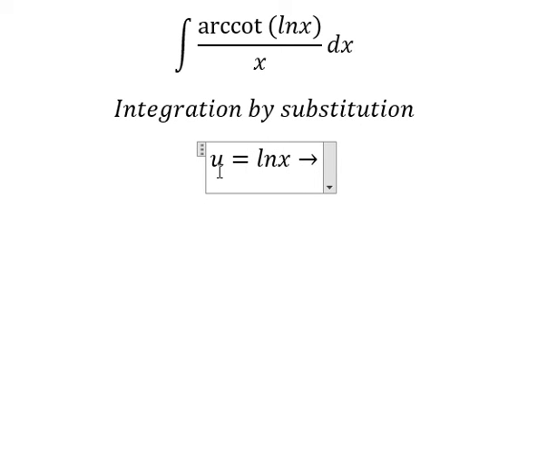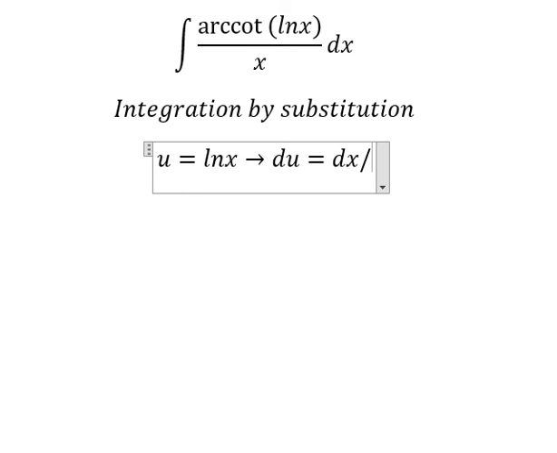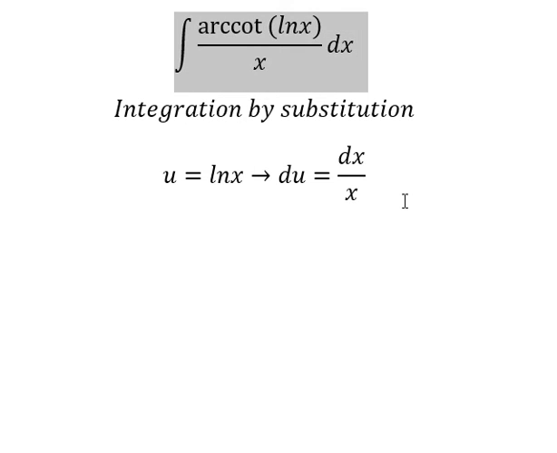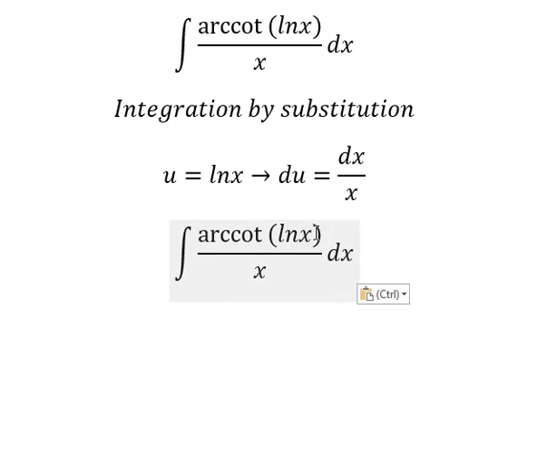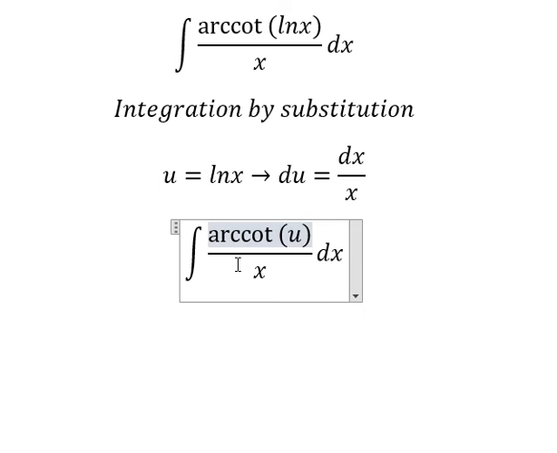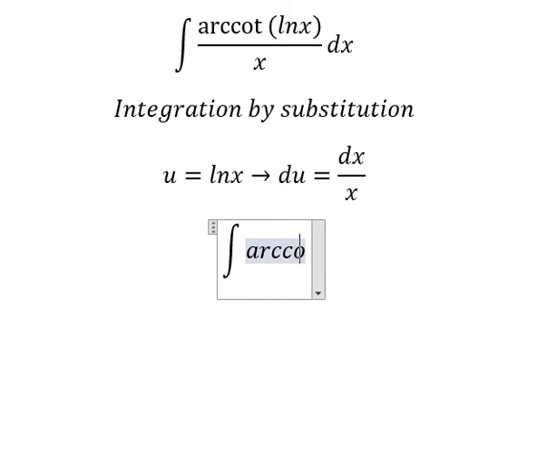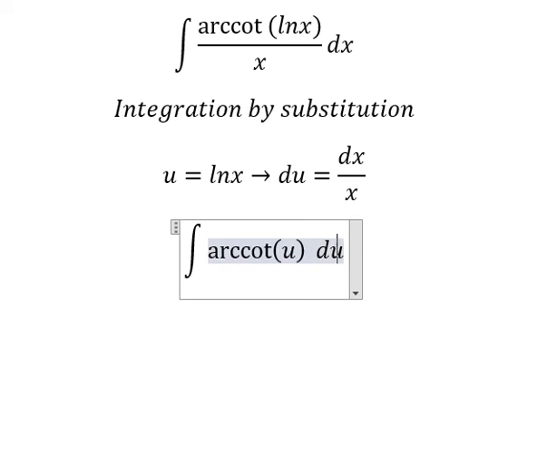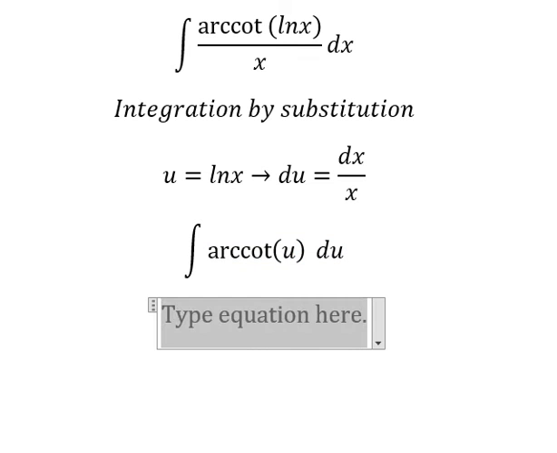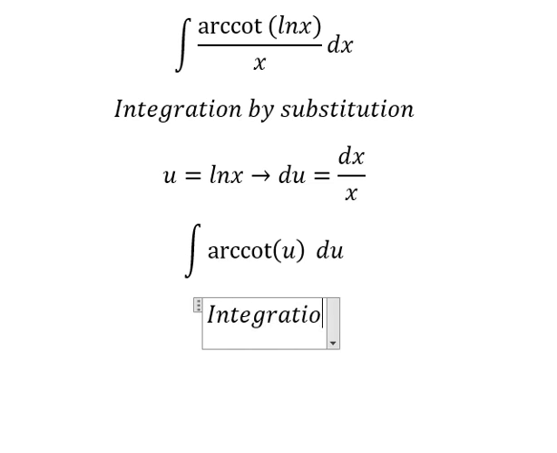Later we first take the derivative of both sides, and we have ds over s. This one we change to du. The ds over s we change to du. Next, we need to use integration by parts.